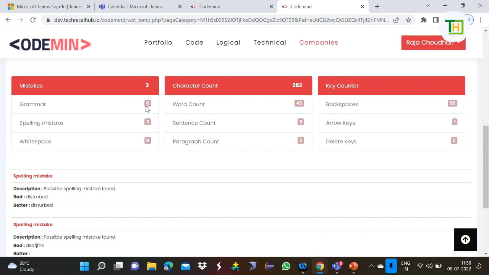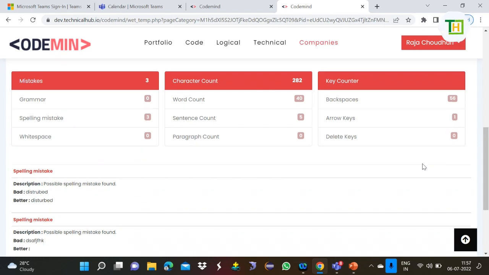3 mistakes are there. Grammar mistakes, 0. No grammar mistakes at all. And if you made any grammar mistakes, obviously that also would be shown. That means subject verb agreement or any wrong usage, it could be shown. Spelling mistakes, 3. Word count, 40. Sentence count, 5. Then a paragraph count, I did not give many paragraphs, only in one paragraph I wrote. Backspace I have used 56 times. Okay, so you must be worried about it. Then arrow keys I used once. Then delete keys, I haven't used the delete keys. I have used the backspace instead.